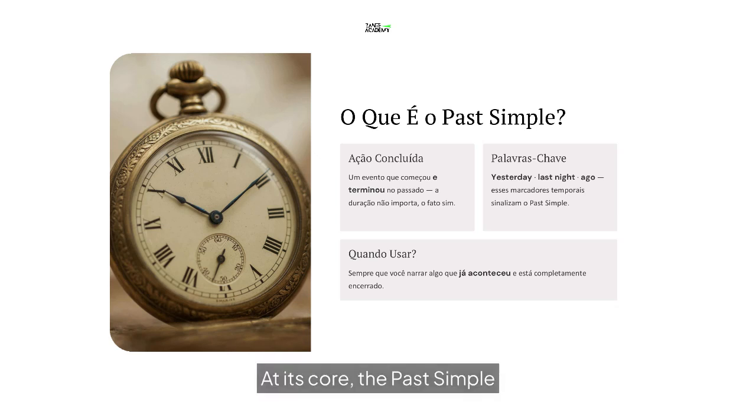Continuing our course, let's dive deeper into what the past simple tense really is. At its core, the past simple describes an action that has been completed. Think of it as a snapshot of a moment in time, a specific event that started and finished in the past. The duration of that action doesn't matter. What's important is that it's over.